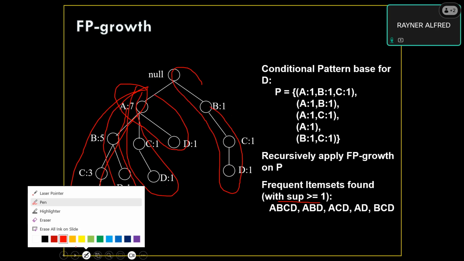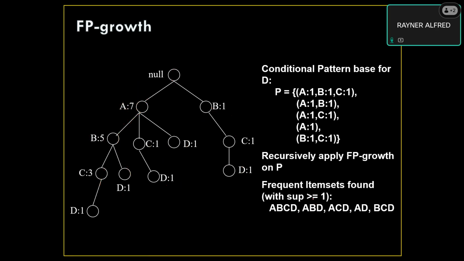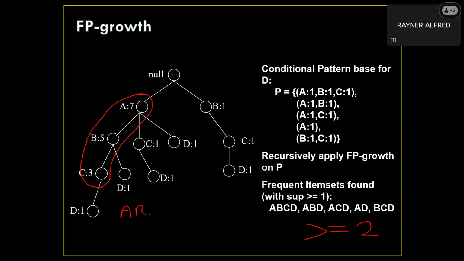But if we have 2, let me erase everything. Let's suppose the minimum support is greater than or equal to 2, so the frequent ones would be B and ABC. Then this is no, this is no, and this is no. So we only have this as the frequent term. So it is very easy to navigate through the frequent pattern tree, because you just go down and then find the connection. Okay.